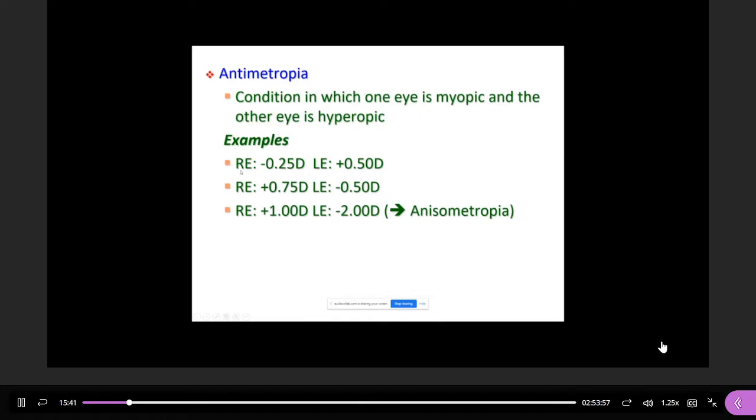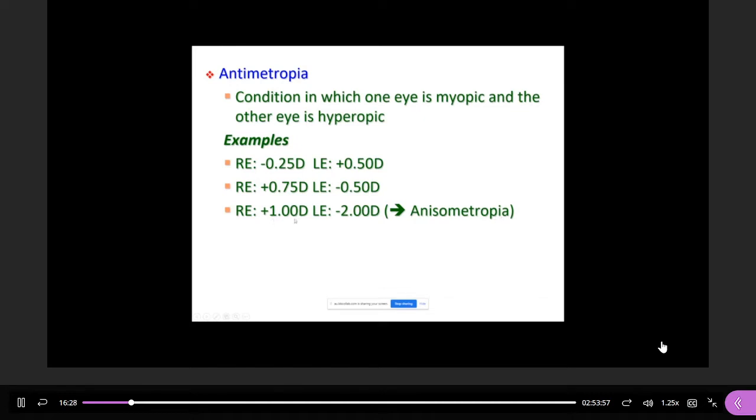So let's see this patient. Right eye is minus 0.25, left eye is plus. So one is minus, one is plus. So by definition this patient has antimetropia because they are different. Another case, like this case, one is plus, one is minus. Also, this is anti. However, let's see this third case. Right eye is plus one, the left eye is minus. So one is plus, one is minus. This patient is antimetropia. And also, these patients can also be anisometropia.